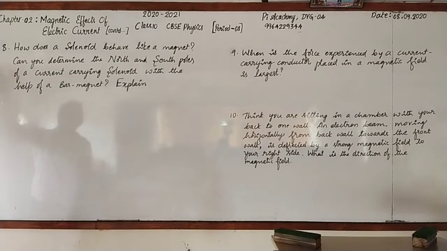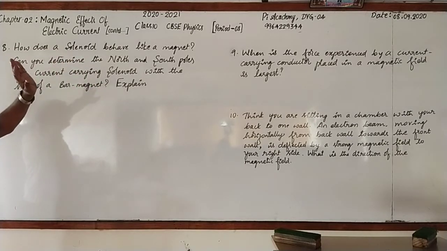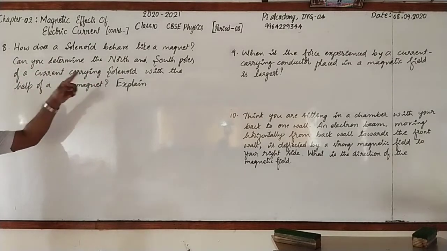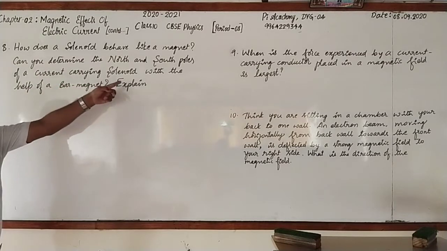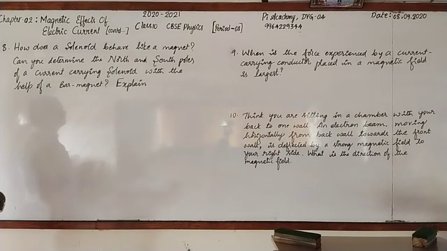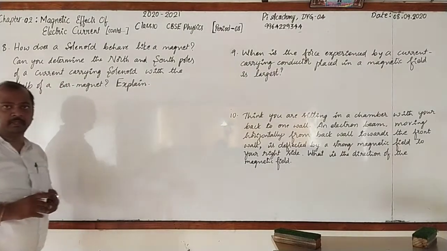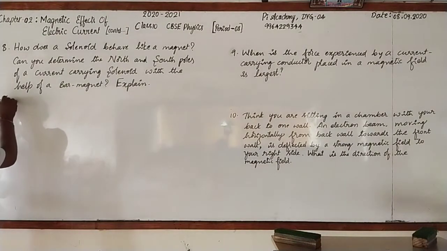Yes, dear students, observe. Here I have written three more questions. Let us go for answering one by one. It is the 8th one. Go through this. How does a solenoid behave like a magnet? And the sub questions are there. Can you determine the north and south poles of a current carrying solenoid with the help of a bar magnet? Yes or no? If yes, you have to explain. If no also, you have to explain. Let us go for answering this one.